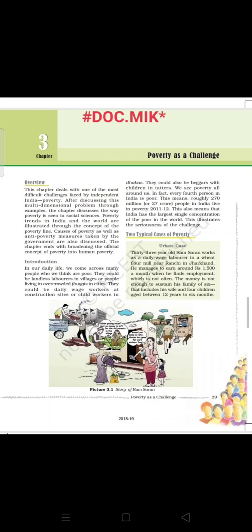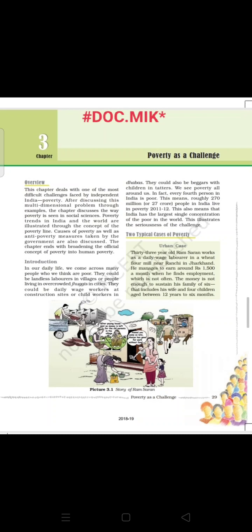In fact, every fourth person in India is poor. This means roughly 270 million people in India live in poverty, 2011-12. This also means that India has the largest single concentration of the poor in the world. This illustrates the seriousness of the challenge. Two typical cases of poverty.